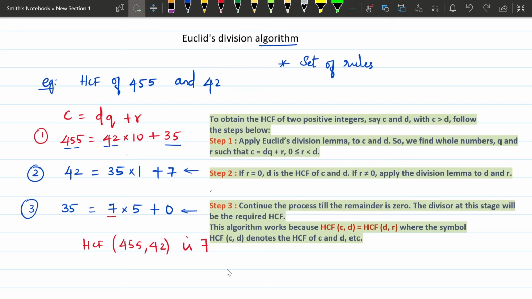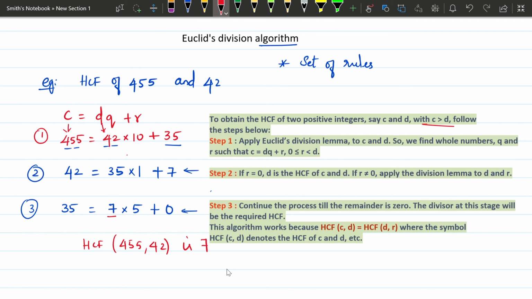Okay, this is all about Euclid's division algorithm. To obtain HCF of two positive integers, say c and d, with c greater than d. Here c is 455 and d is 42. The greatest should be written on the left hand side of the equation. Step 1 is apply Euclid's division lemma to c and d. So we find whole numbers q and r such that c is equal to dq plus r, where r is greater than or equal to 0 and less than d.